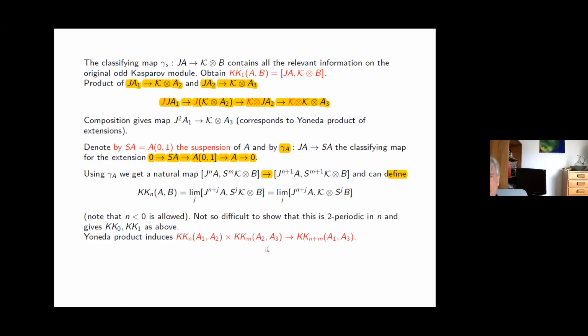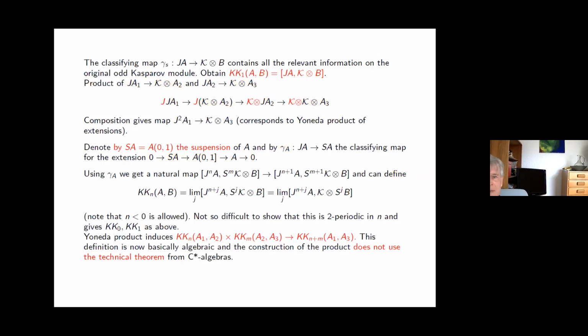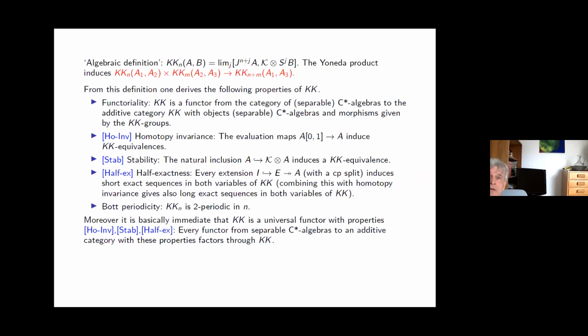It's completely algebraic. It doesn't need any technical theorem from C-star algebras. It's just algebra and homotopy. So it's really an algebraic definition of the product. So that's the algebraic definition. And so again, we get a Z-graded category, and the Yoneda product gives you the product of morphisms in the category. And you can take this definition as a basis for KK and derive the properties of KK from this definition. And in fact, it's not really so difficult.